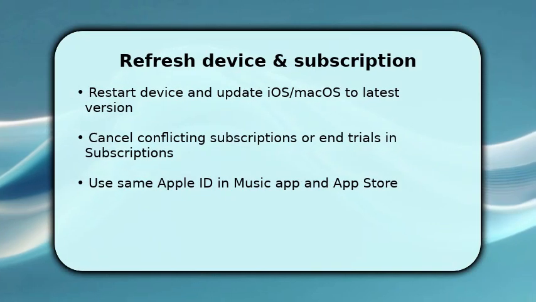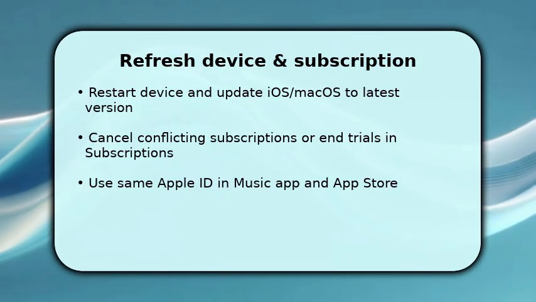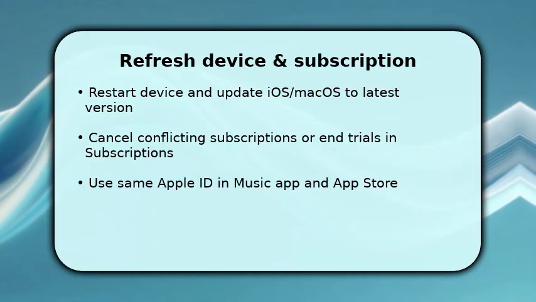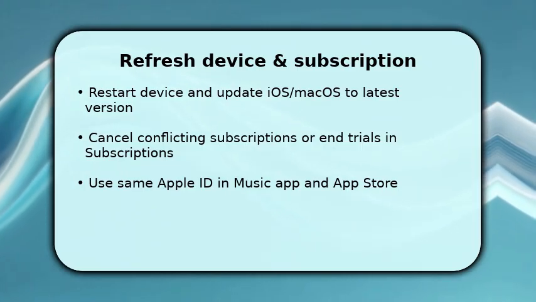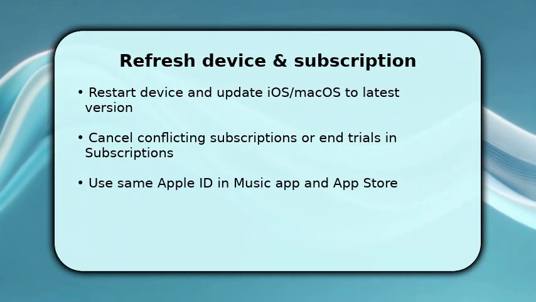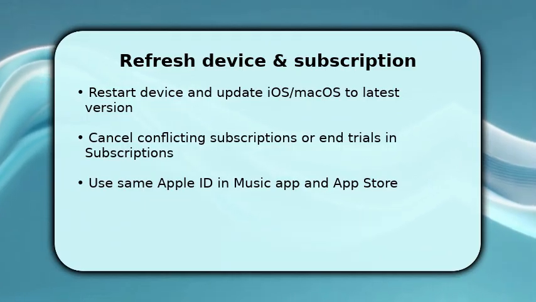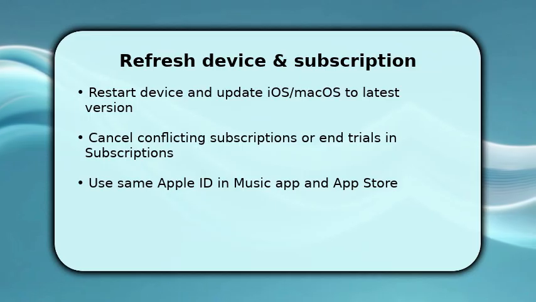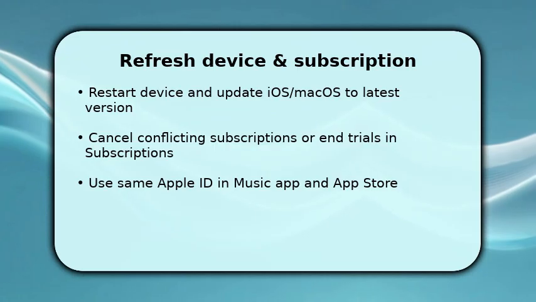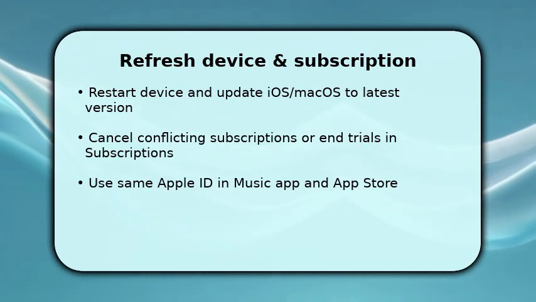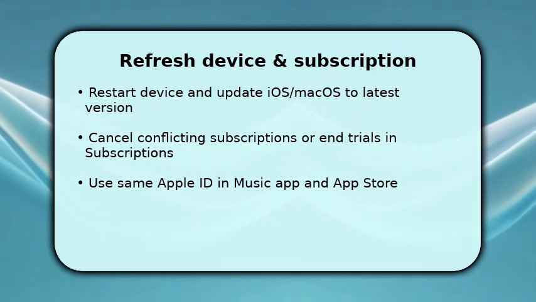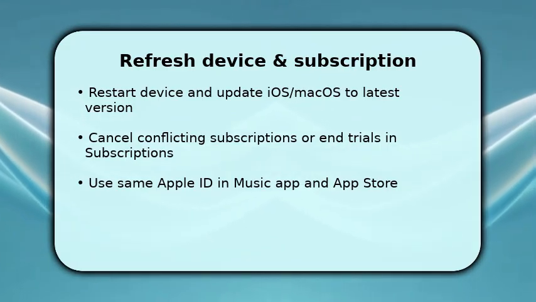Next, you refresh the software and subscription state. Restart your device and install the latest iOS or macOS update so the Music app reads current entitlements. Open Settings, Subscriptions, and cancel, or let expire, any conflicting Apple Music trials or competing plans. Offers typically exclude prior trial users. Make sure the same Apple ID is signed into both the App Store and the Music app so eligibility checks align. After changes, wait a few minutes and relaunch Music to let servers update your profile.